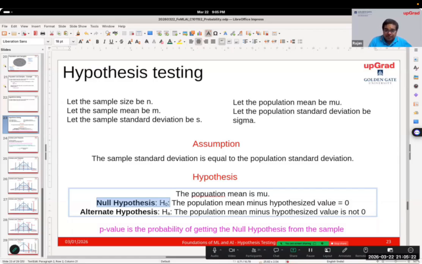We always pitch the null hypothesis against an alternate hypothesis. It is usually denoted by the symbol H sub A. Some people write H sub 1, numeral 1. The alternate hypothesis is that the mean minus the hypothesis value is not 0. It's not 0. It's different from 0. That's all that we say.